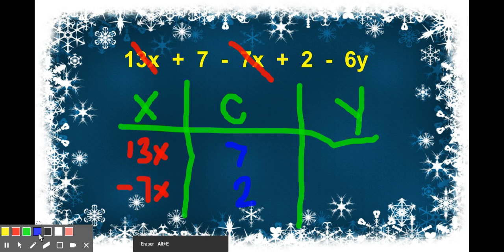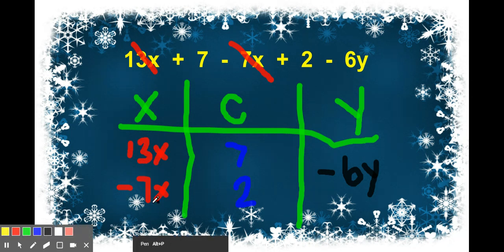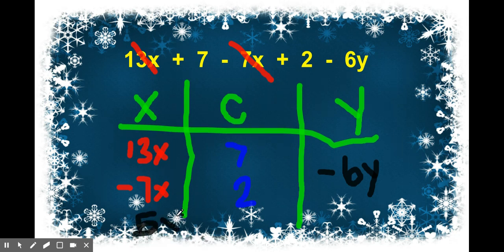My y's, what do I have for my y's? Well, I have a negative 6y. And now all I do is I combine each column. So I say, okay, well, what is 13x minus 7x? Well, that gives me a positive 5x. What's 7 plus 2? That gives me positive 9. And then 6y, there's nothing to combine that with, so I just have 6y.